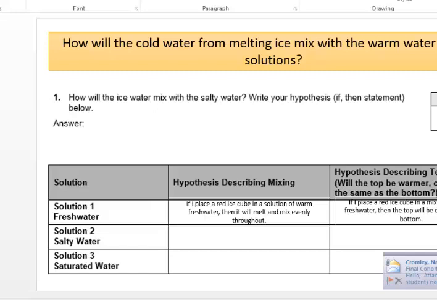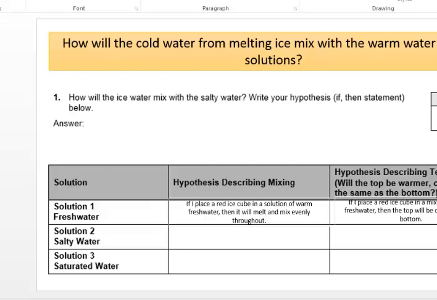Hypothesis describing the temperature mixing of the saturated water. If I place a red ice cube in a mixture of warm saturated water, then the top will be blank than the bottom: colder, warmer, or the same. And that would be your hypothesis for each of these solutions.